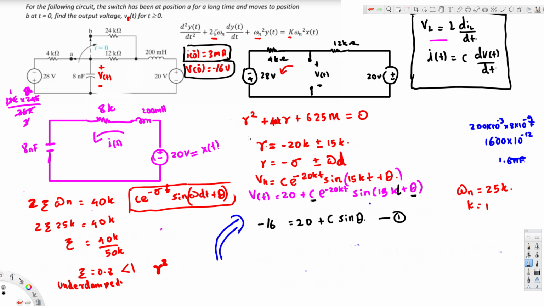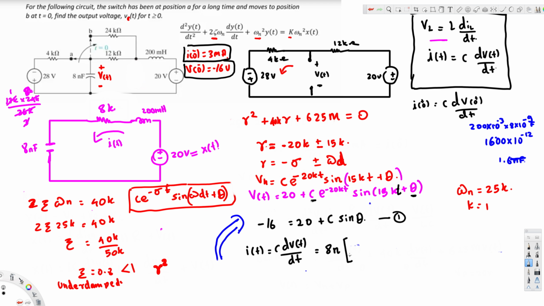Now we are going to apply the second initial condition. You have to remember that when we have i of t, we can rewrite this as C dv of t over dt, right? So we can say i of 0 plus is equal to C dv of 0 plus over dt. Here, first we have to find the derivative. So i of t is equal to C dv of t over dt. In our case, C is the capacitance, which is 8 nanofarad, so we multiply this by 8 nano.